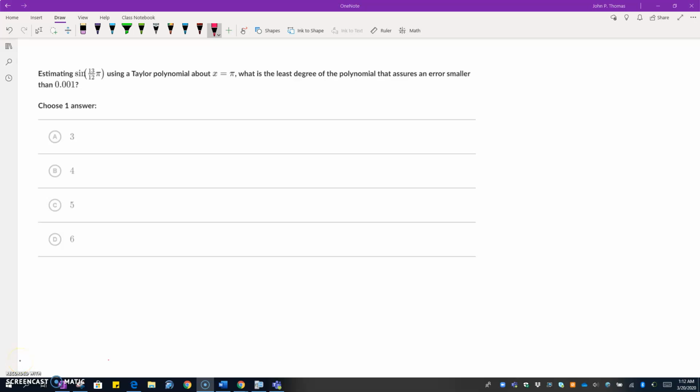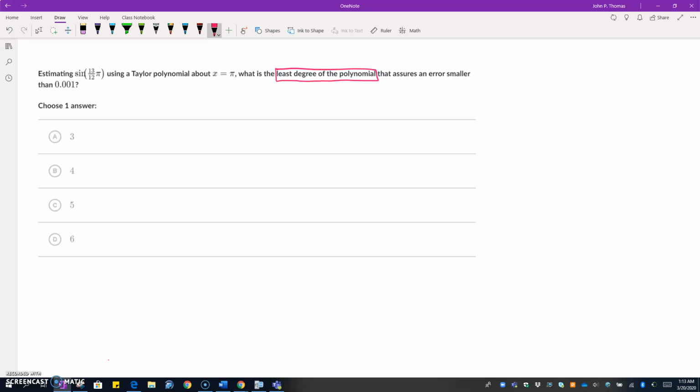Okay, so this problem has us estimating sine of 13/12 pi using a Taylor polynomial about x equals pi. It asks us what the least degree is of polynomial that assures an error smaller than 0.001. So a key wording here is least degree of polynomial.